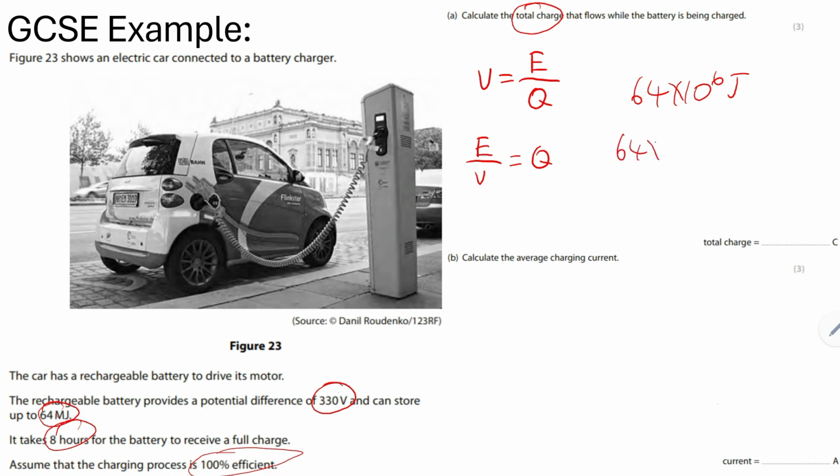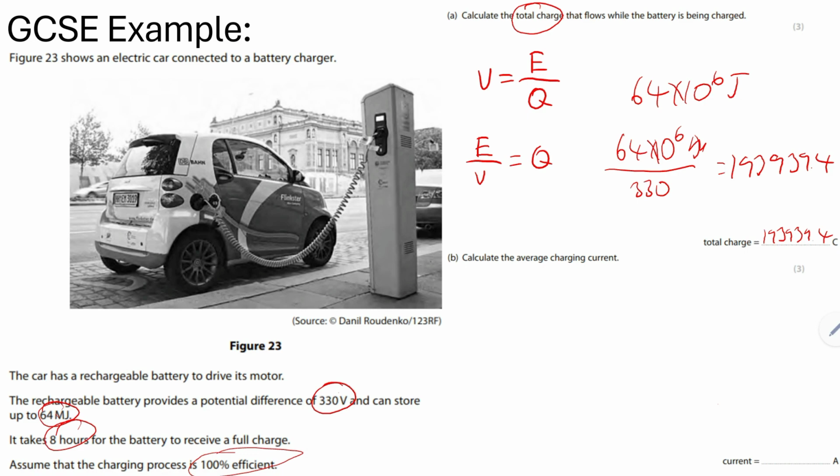So 64 times 10 to the power of 6 joules divided by 330. And when you do that, we should get 193,939.4. And that's the answer. Coulombs. So now part B is calculate the average charging current.